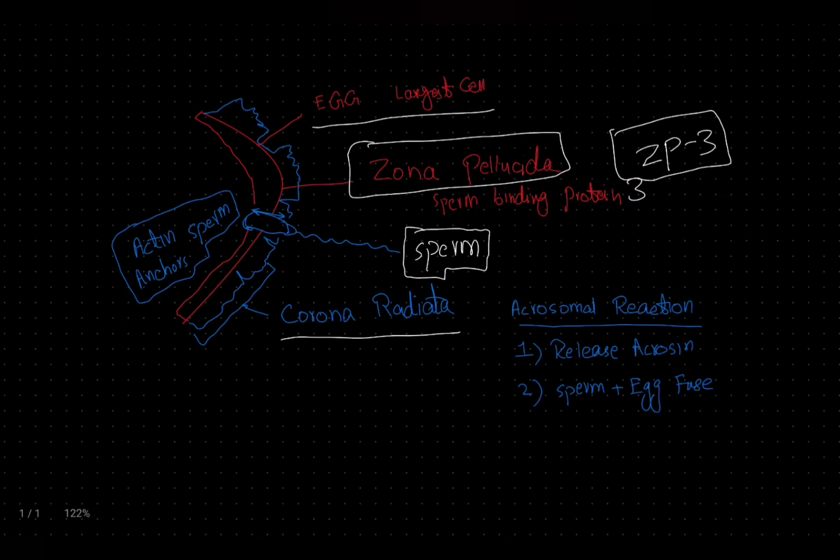When some sperm travel through the corona radiata, they connect with the zona pellucida. It anchors the sperm, and the acrosomal reaction takes place. The sperm release acrosin, and sperm and egg fuse. This is called sperm binding. The sperm fuse with this layer of the zona pellucida.